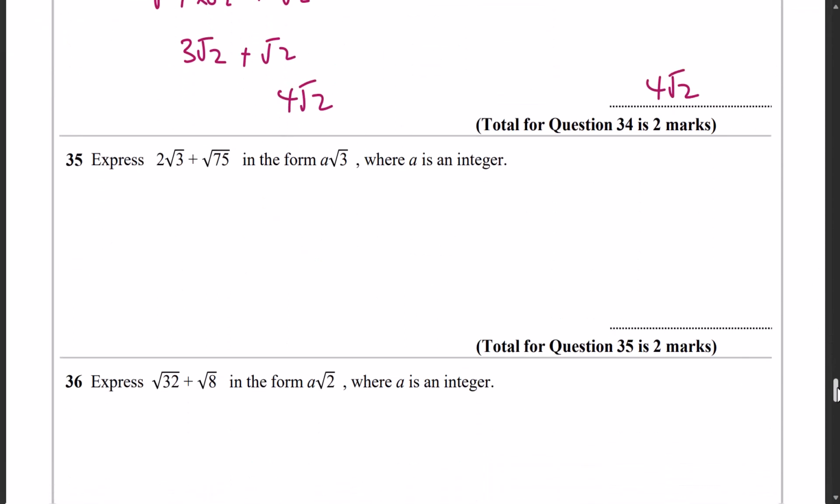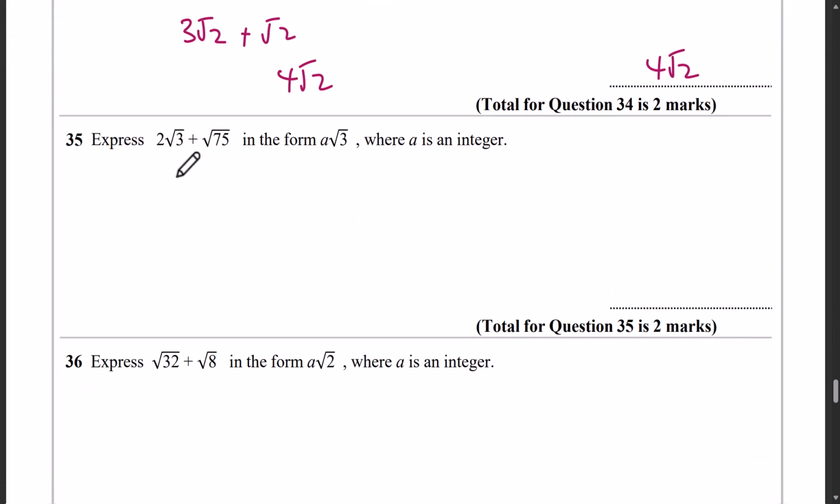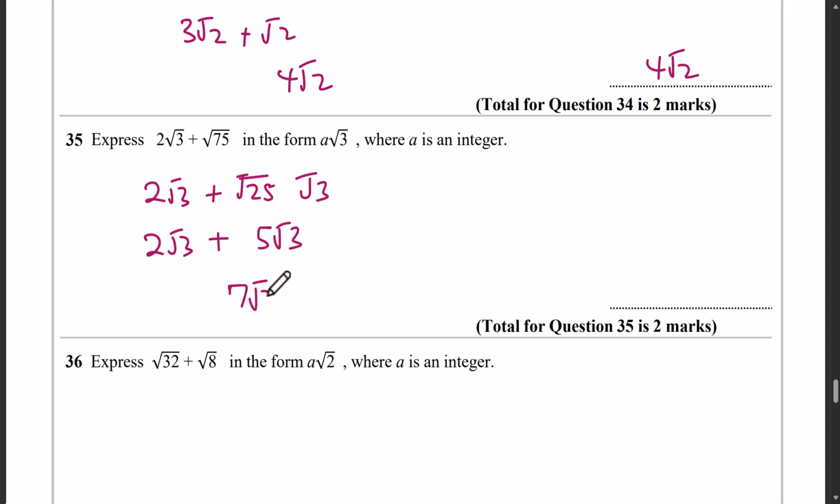And then for this one, it's simply the same thing. This is 2 root 3. So 35 can be written like 25 times 3. Yeah, and this will be 5 root 3, and you're adding it to 2 root 3. So if you add this and this, that's going to give you 7 root 3.